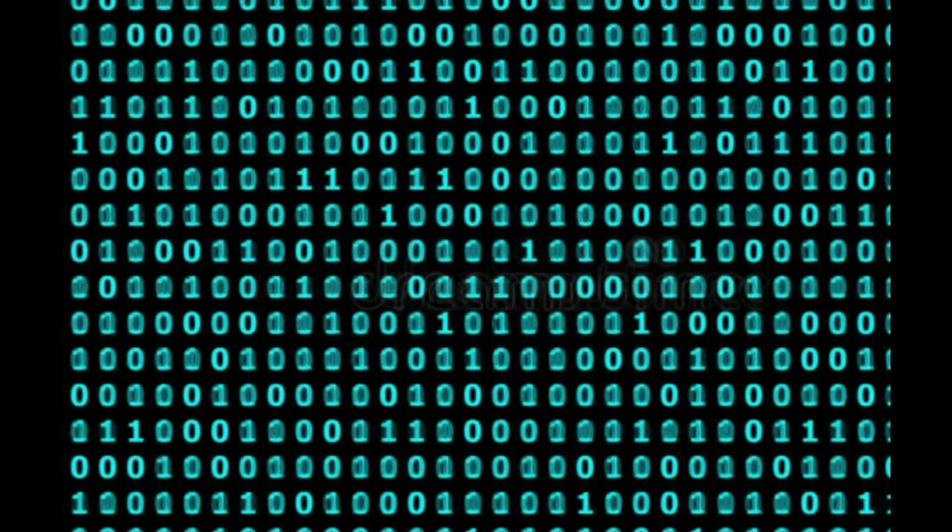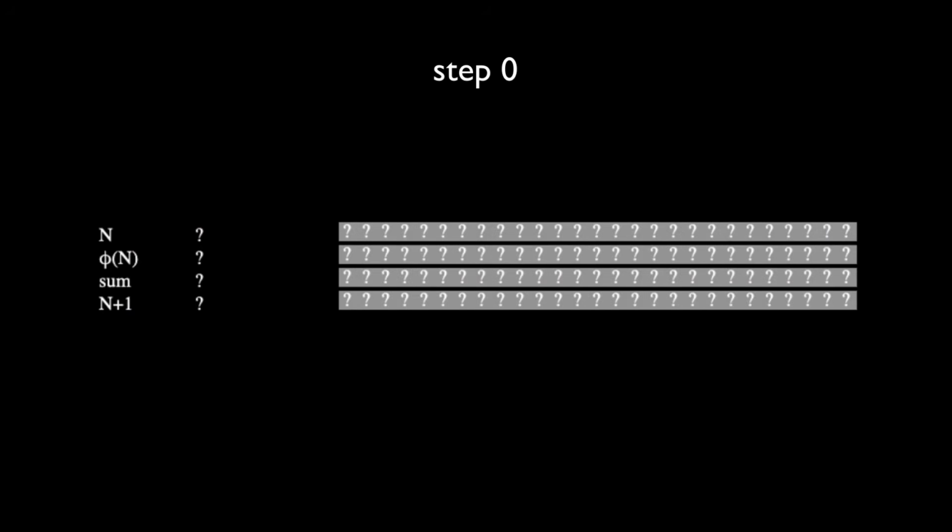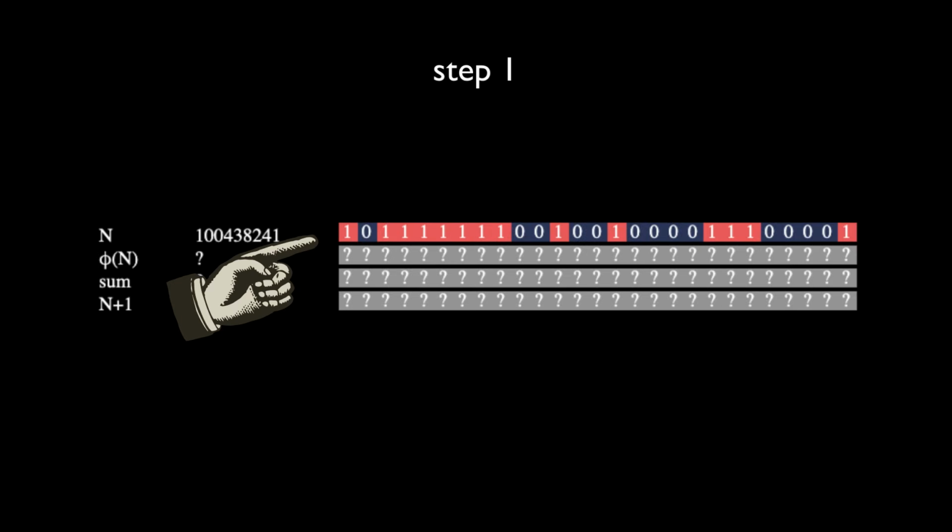Could the binary representation help us to see and manipulate these patterns? As we saw before, if you happen to know the value of S, then you can find the primes. With this bit array puzzle, we will fill in some of the bits based on prior knowledge about the math. Step 0, we start with 4 rows of unknown bits. Step 1, we fill the first row with the bits of the known semiprime n.